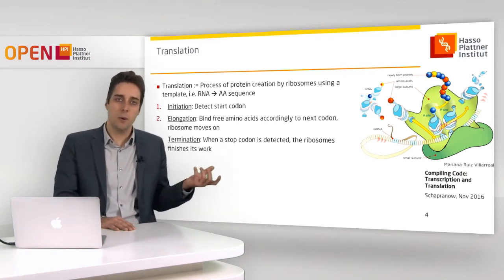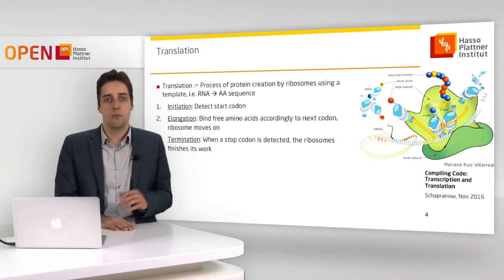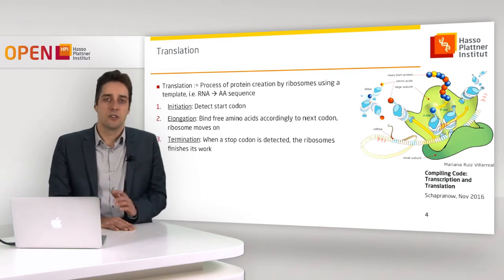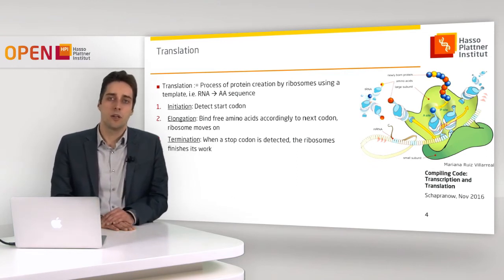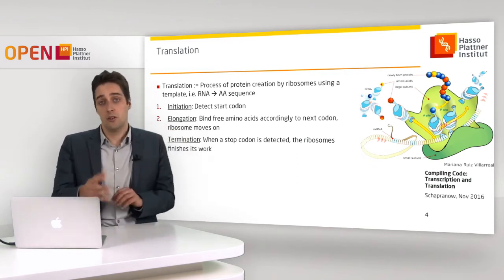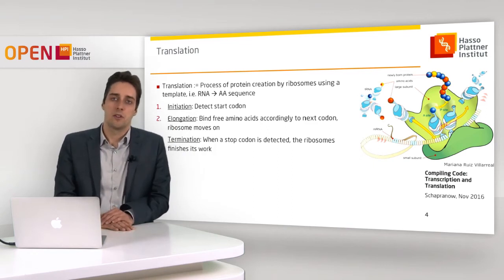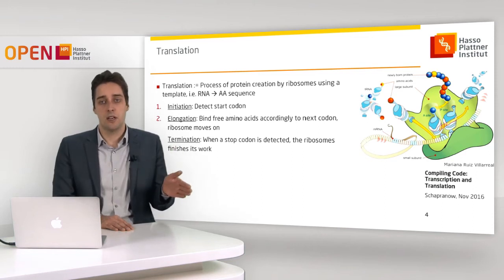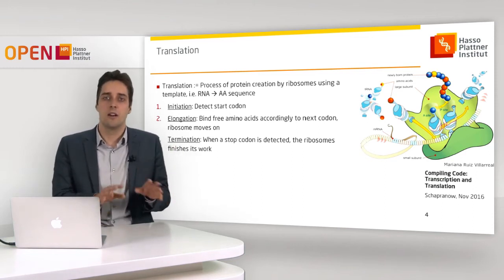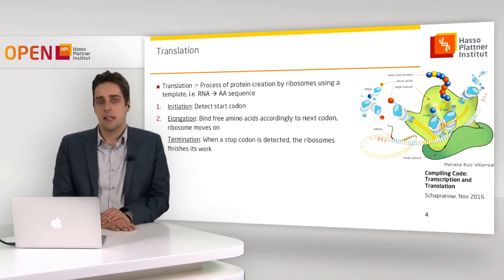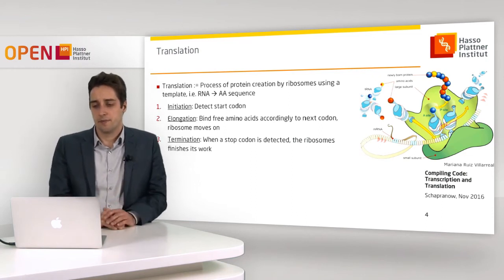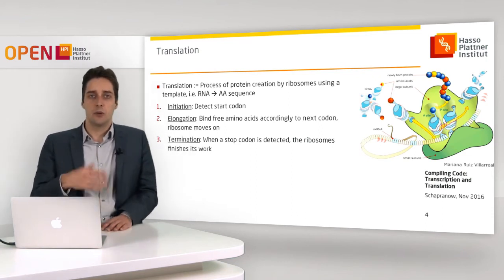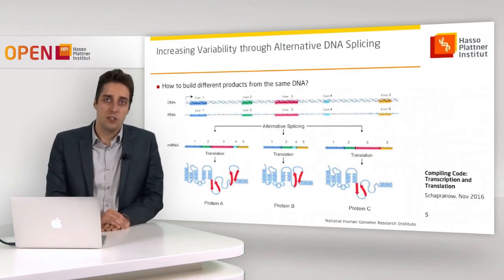And last but not least, when the ribosome detects a termination codon or a stop codon, it stops its work and releases the product, the protein, into the cytoplasm. That means it stops compiling anything. So it's also important to have these start and stop codons at the right region. Once they are somehow affected, they can lead to completely different products. And now, how to even increase the variability using the same DNA.